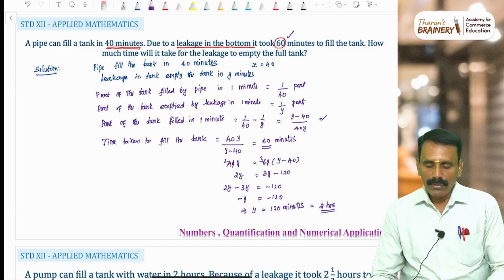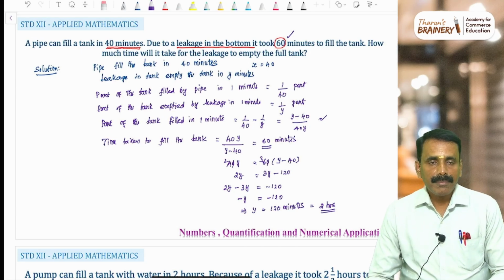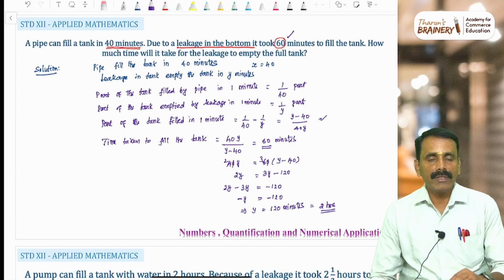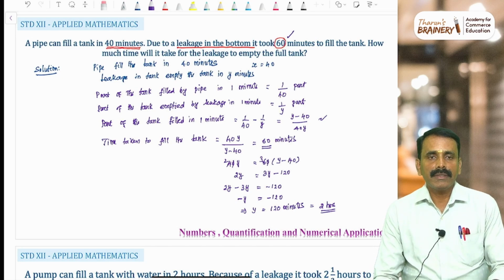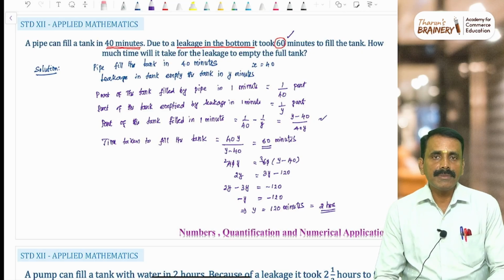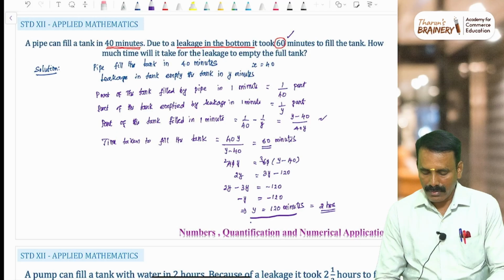If the tank is full and the pipe is not going to be used to fill the tank, then the leakage alone will make the tank empty in 2 hours. So this is the answer we found out.